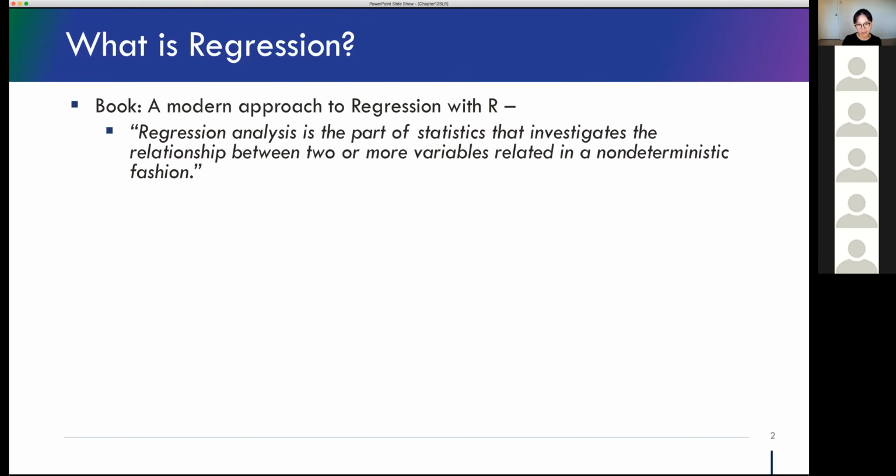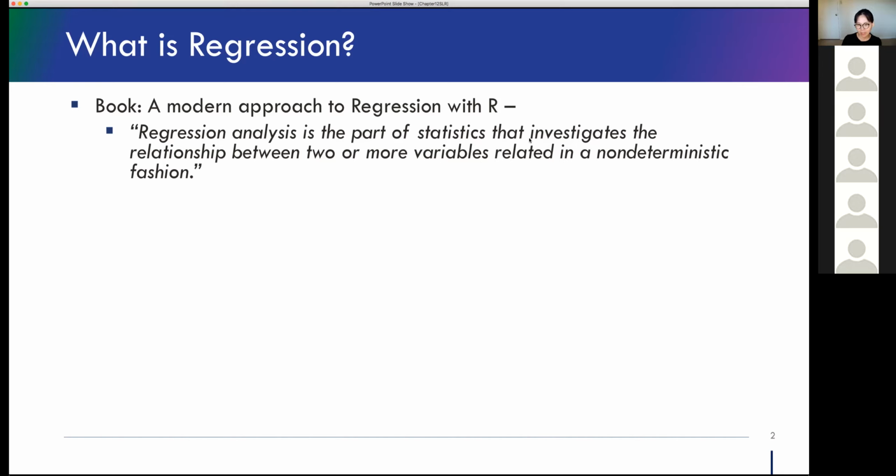So first of all, it's a definition of what regression is. If you have never heard about it, but it's rare, right? I bet many of you have heard of this term. Well, let's define it anyway. From this very popular textbook for linear regression classes, regression analysis is part of statistics that investigates the relationship between two or more variables related in a non-deterministic fashion.